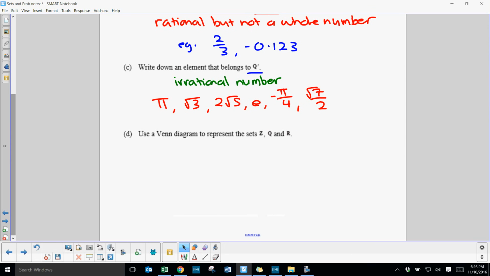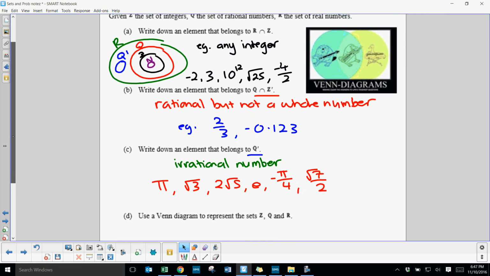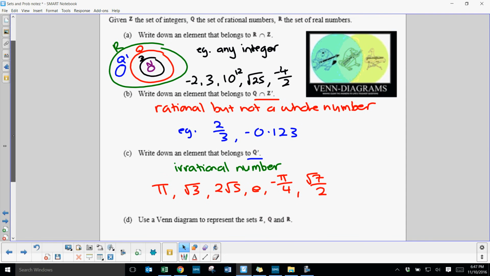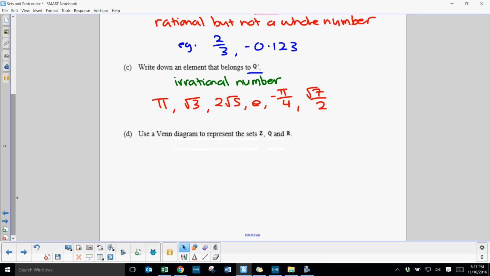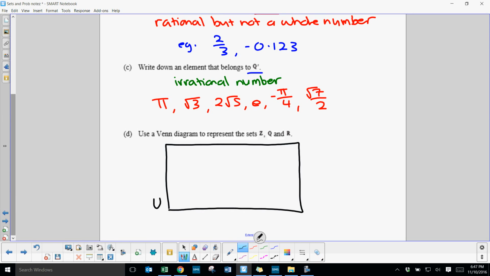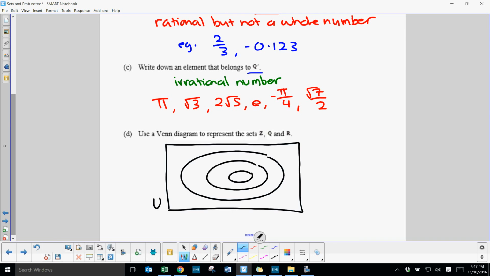Then you're asked to use a Venn diagram to represent the sets Z, Q, and R. So we can use one similar to the one above, just notice they didn't ask for a Q dash. So don't worry about the Q dash. Let's draw our Venn diagram. And don't forget the U, get in the habit of writing the U. So we've got our R, we've got our Q, and we've got our Z. We weren't asked to include the natural numbers either. So R out here, Q, and Z. And we can finish up there. So we're just asked to represent Venn diagrams. We weren't asked to put any elements on there at all. So that one's finished.